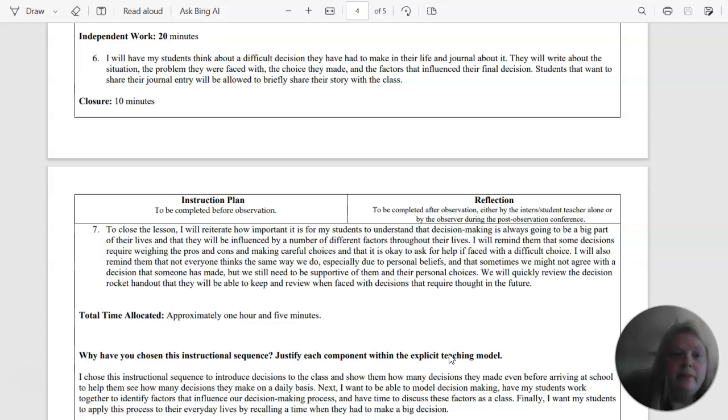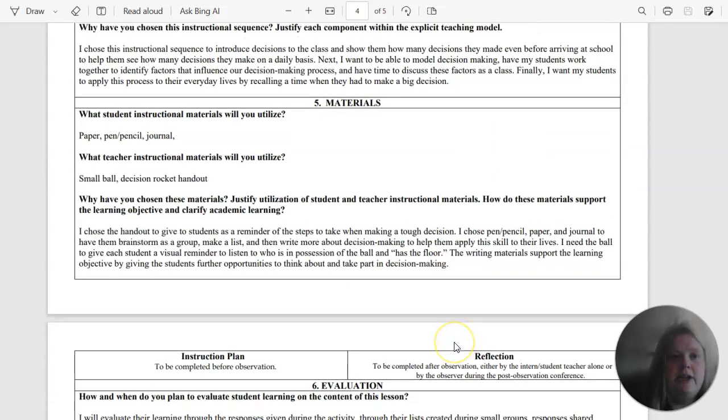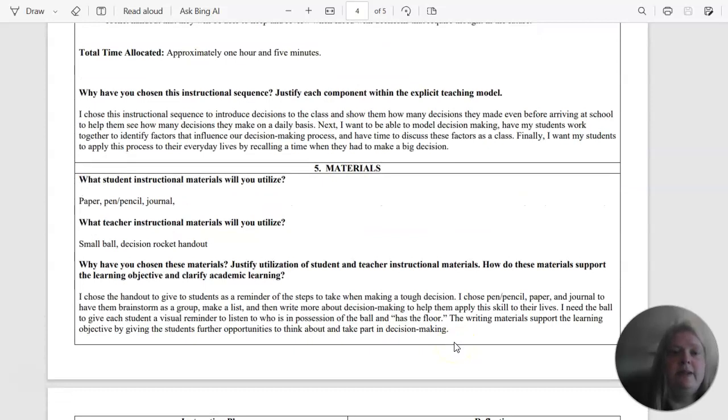on their lives. So the total time that I have allocated for this lesson is approximately 1 hour and 5 minutes. And I chose the instructional sequence to introduce decisions to the class and just to make them aware that they make decisions from the time they wake up to the time they go to sleep each night. It's just amazing to see how many decisions that we make in the morning before we even get to work or school. And that just helps them see how many decisions that they make on a daily basis.